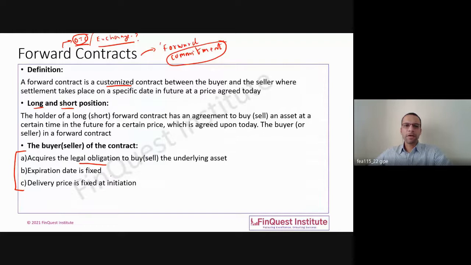So firstly, parties acquire a legal obligation to buy or sell a certain asset. The expiration date is fixed, that is, you know your time horizon for the forward. Also, your delivery price is fixed at initiation. So standing today, when I'm entering into a forward contract, these are the three things which are decided, and then the life of the forward contract begins.